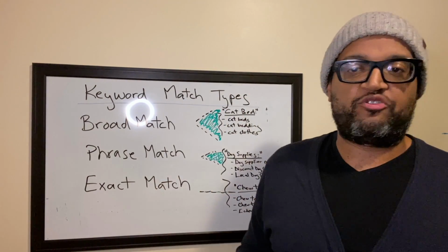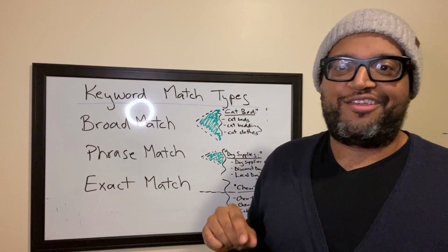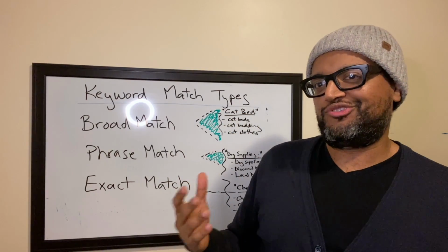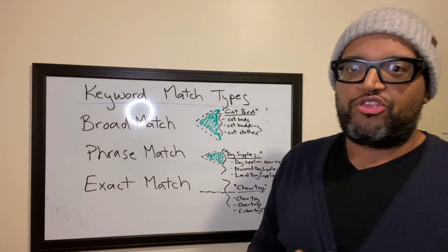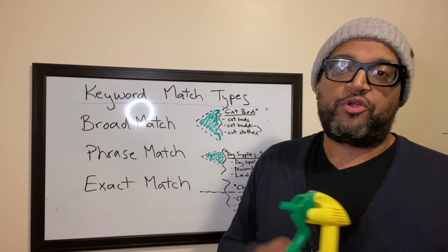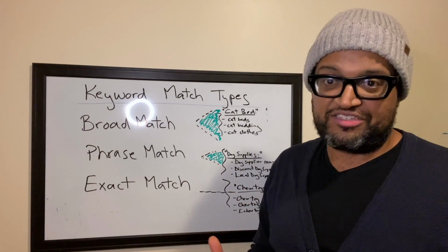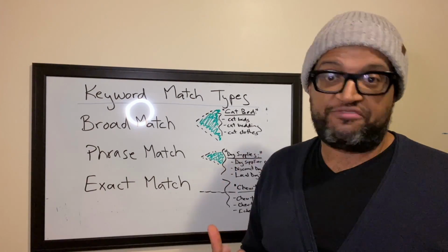For example, if you use broad match for cat bed, your ads might appear where a user types cat beds, cat bedding, cat clothes, etc. You can use broad match if your goal is to bring as much traffic as possible to a specific landing page. It's a very effective way of doing it.